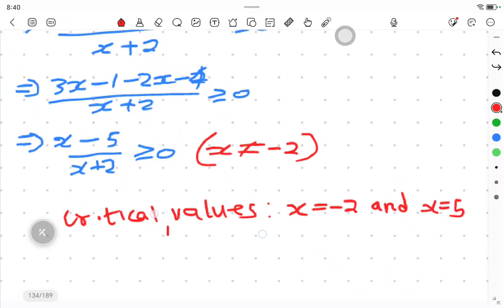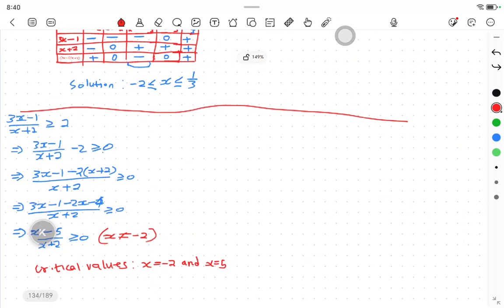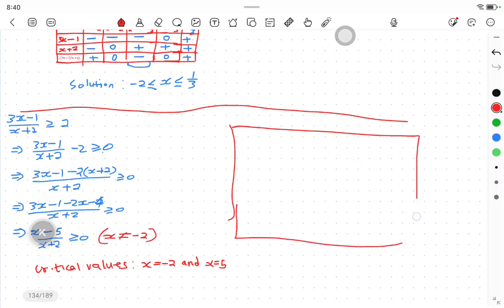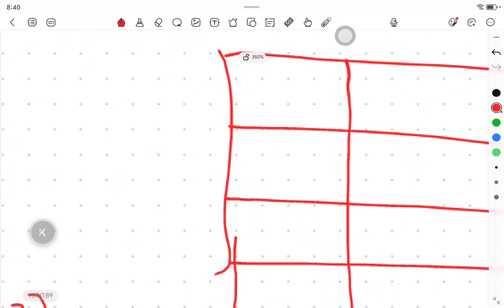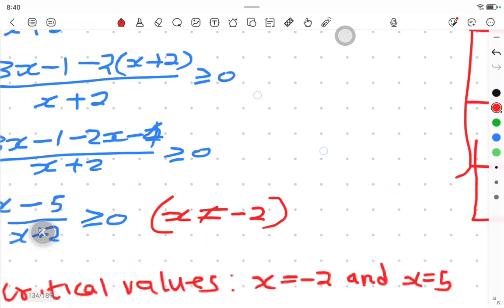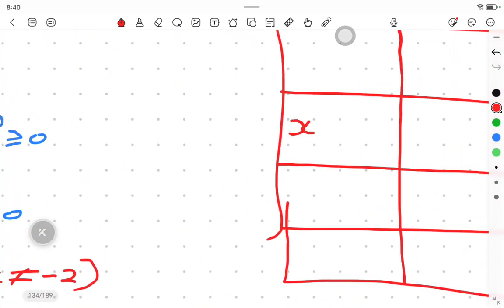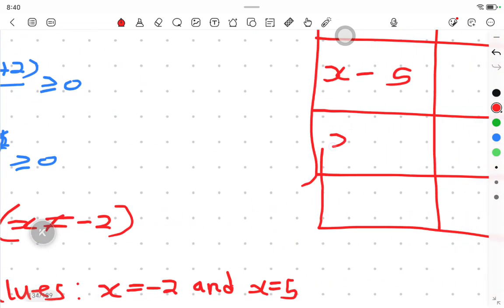So now, since we have the critical values, we can come to a table. Let me just draw the table somewhere here. Then what we know is that we'll need x minus 5, and then we have x plus 2. Then we don't multiply them here, we divide them: x minus 5 over x plus 2. According to that equation, we should divide them.